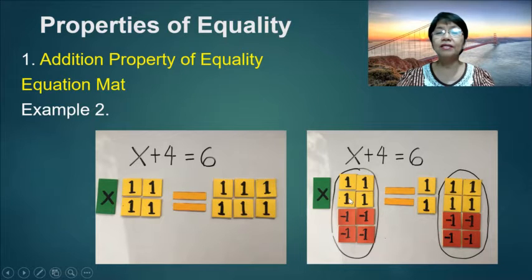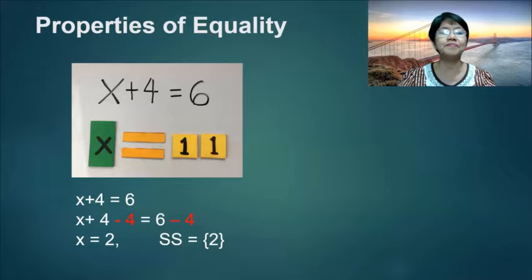So adding -4 on both sides of the equation, we have 4 zero pairs here, and another 4 zero pairs on the right side. So the result is x is equal to 2. Solving this in the traditional way, we have x plus 4 and then -4 on both sides. So we have x is equal to 2. The solution set is 2.